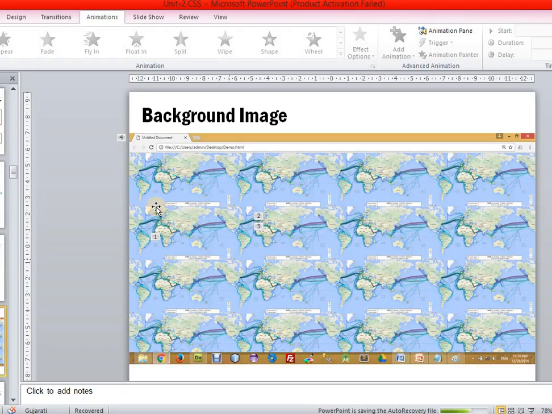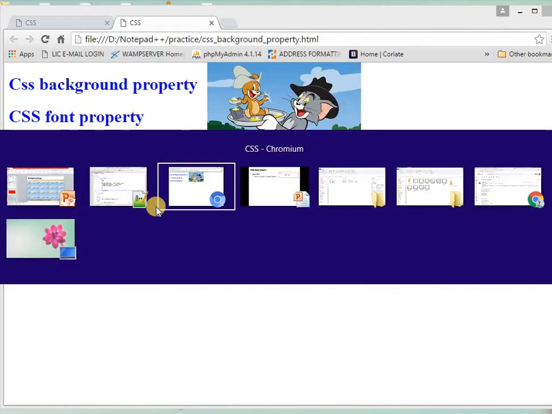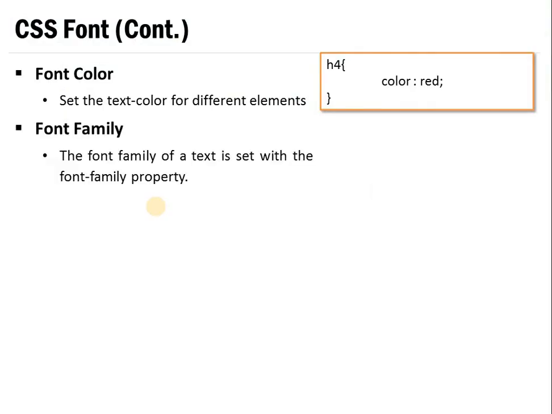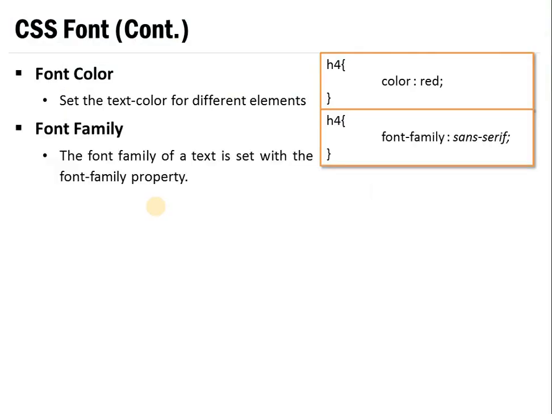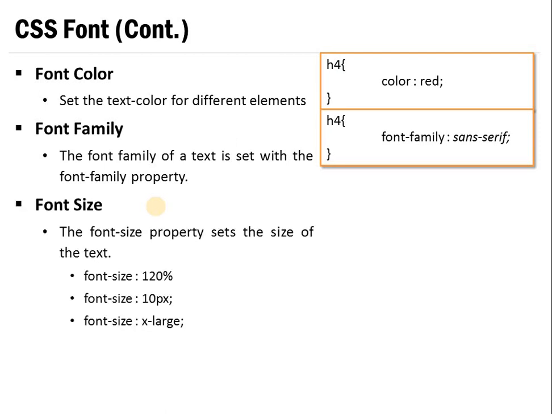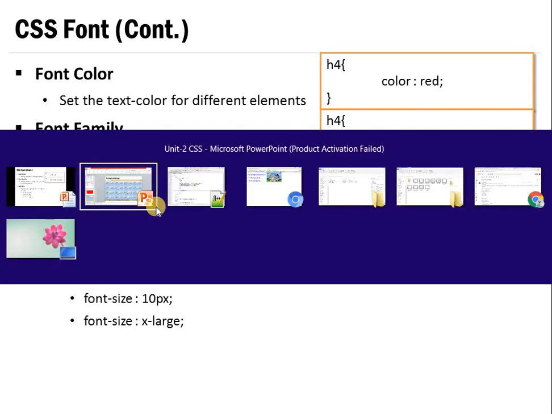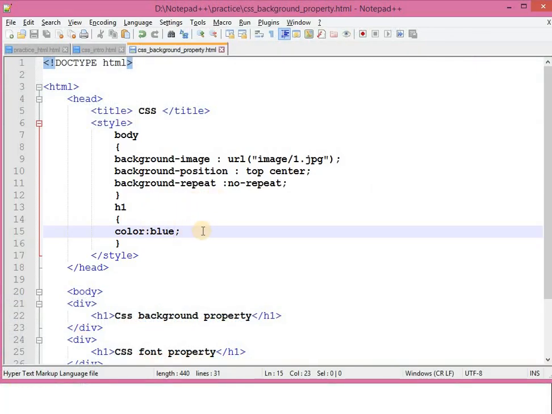After that you can set font family also. Font family means what type of text you want to use, sans serif or Times New Roman, and there are various other font families also. You can use them of your choice. After that, font size, which can be in terms of percentage, pixel or large. For H1 it is just the default.